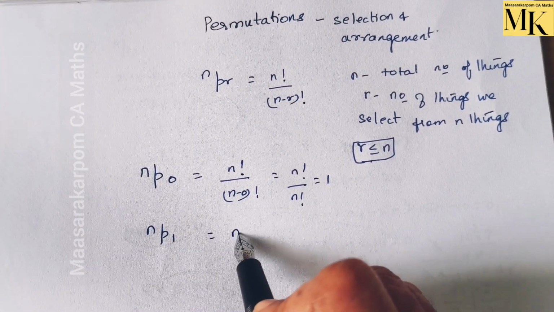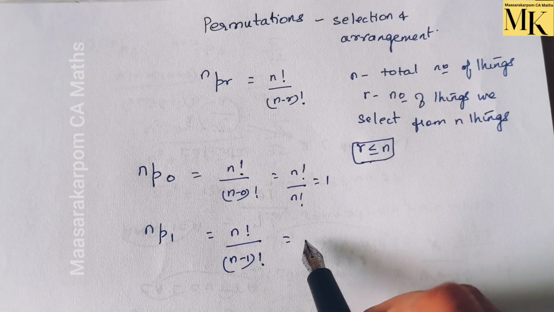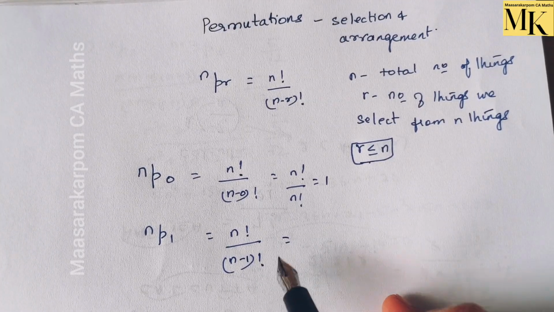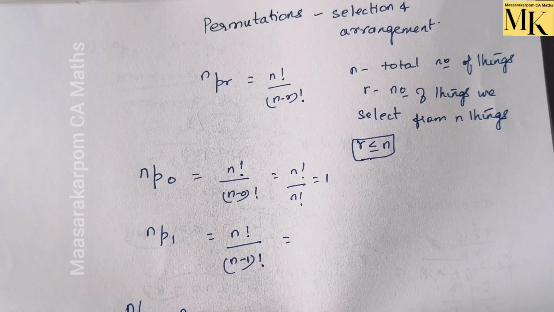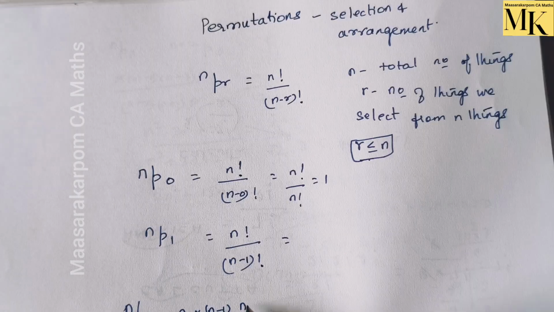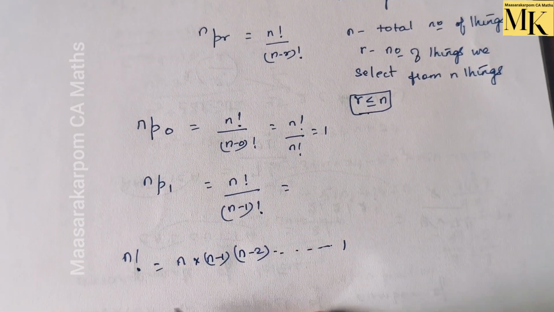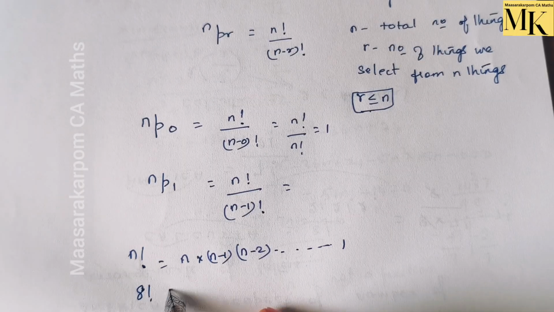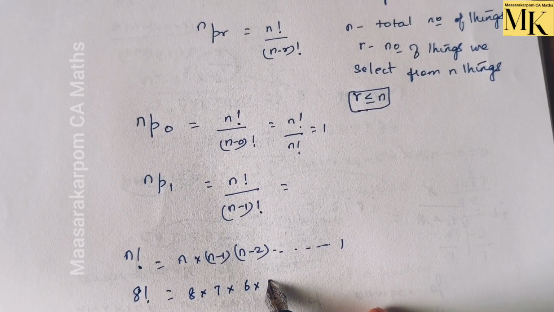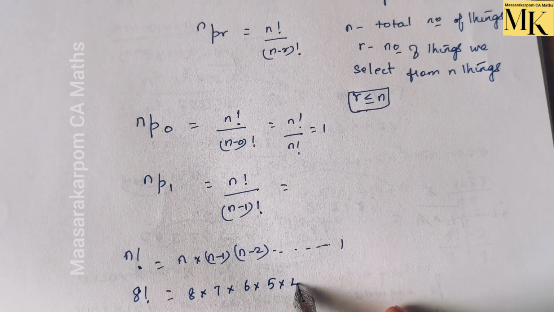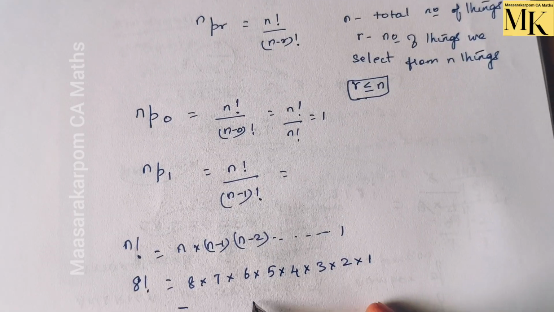nP1 is n factorial by n minus 1 factorial, that is equal to... Before this, you need to know what factorial is. Only then will you know how to simplify this. 0 factorial is 1. n factorial is n into n minus 1 into n minus 2 and so on till 1. Starting from n, write a continuous decreasing product till 1. Continuous decreasing product means reduce by one each time and write down till 1.